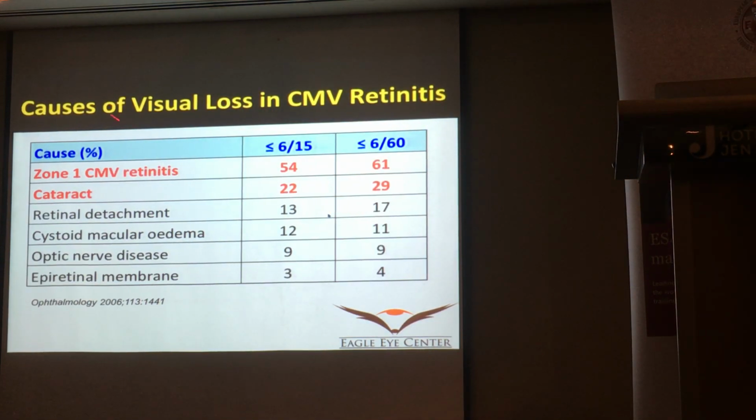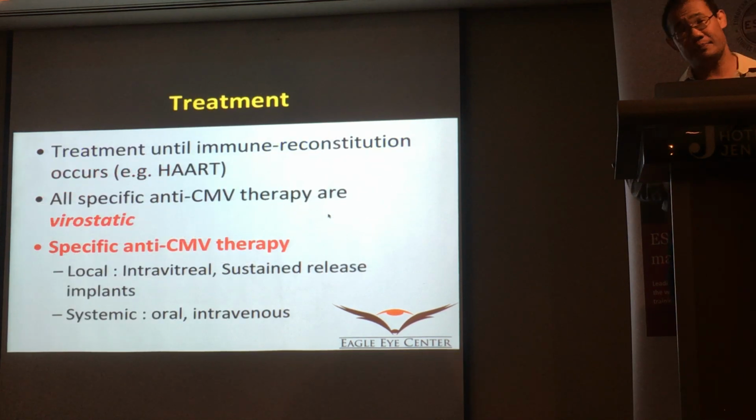All right, causes of visual loss, mainly where it is. If it's in zone 1, next to the disc, next to the macula, about 60% of them will have poor vision. They can also develop cataract subsequent to that. Cystoid macular edema, not so common. About 15% will lose vision because of detachments eventually.